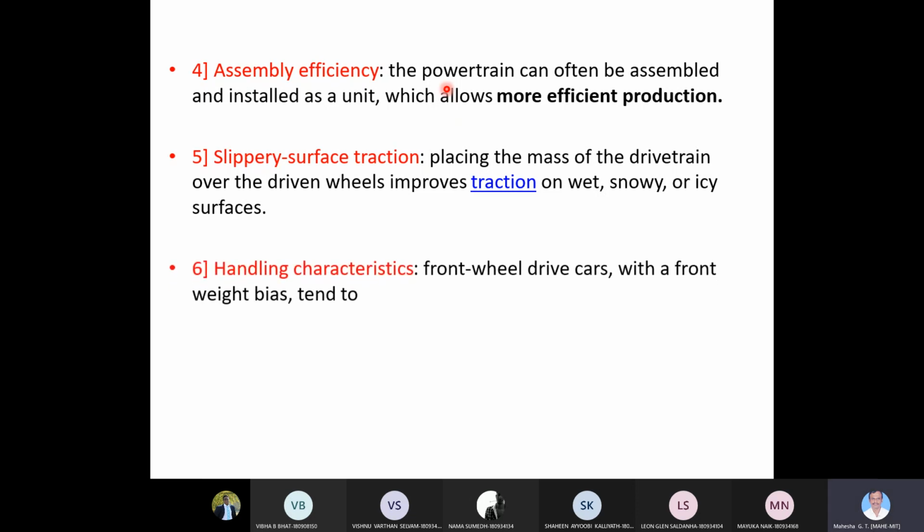And finally, handling characteristics. Front wheel drive cars have a front weight bias. The weight distribution may be 60-40 or 65-35 percentage wise. When you take the gross vehicle weight, 60 or more percent of the weight will be on the front wheels. That will tend to understeer the vehicle. For an average driver, understeering can easily be controlled compared to oversteering. So understeering gives rise to fewer hazards or accidents.